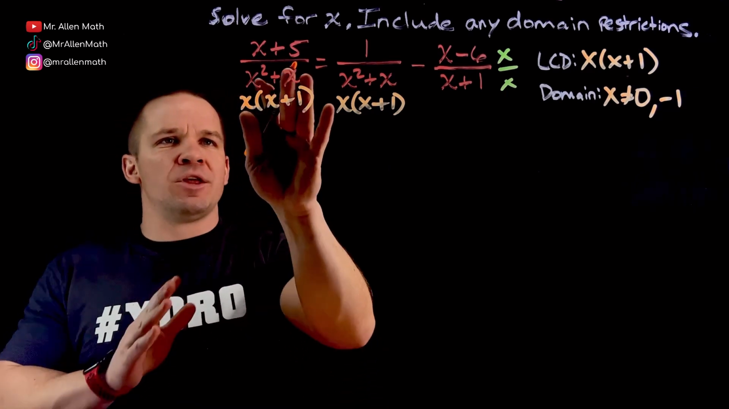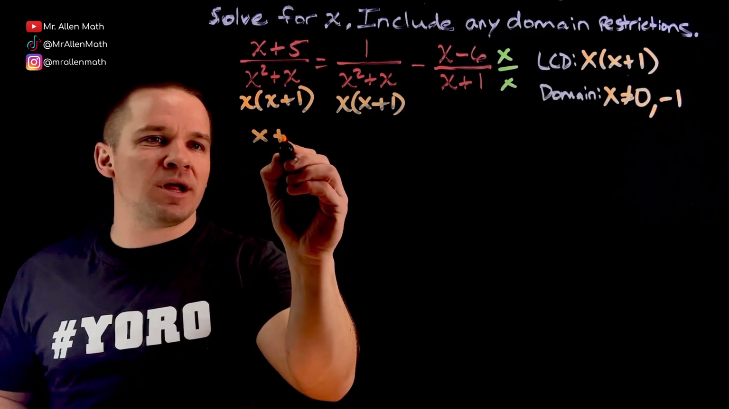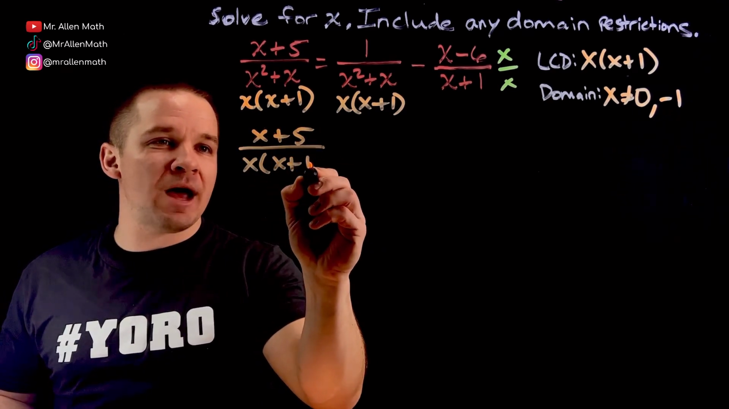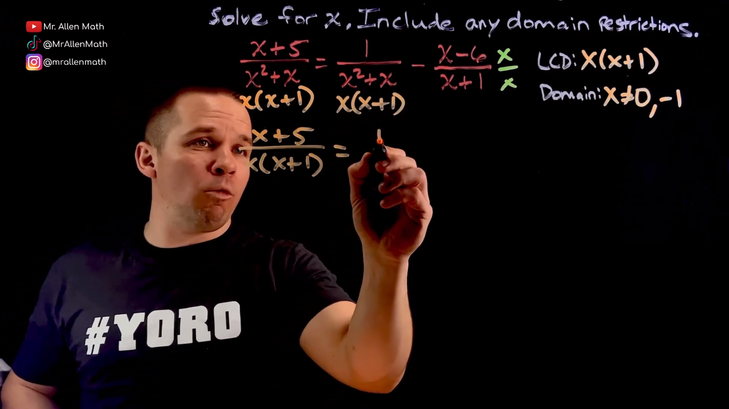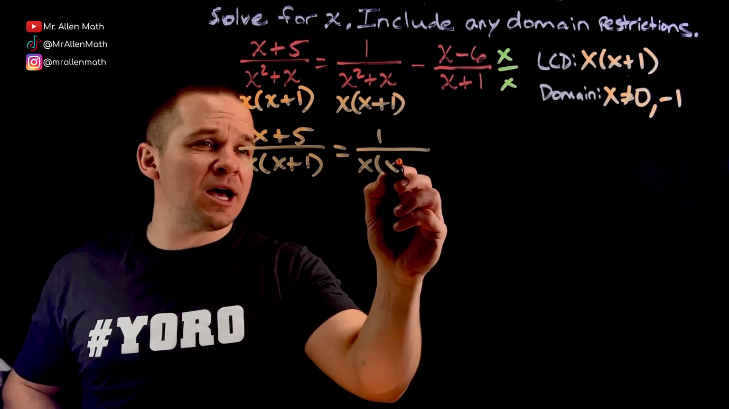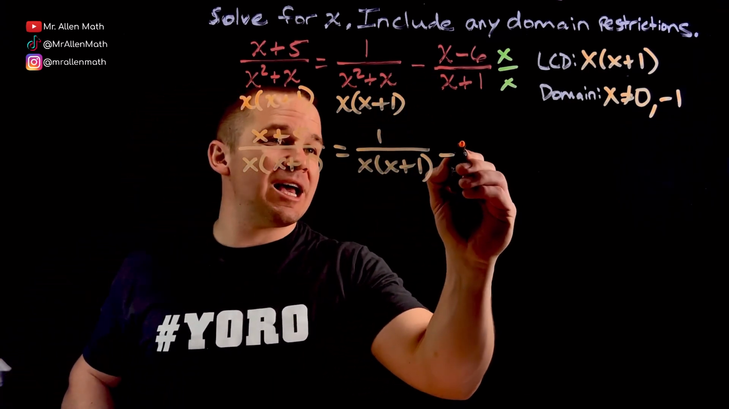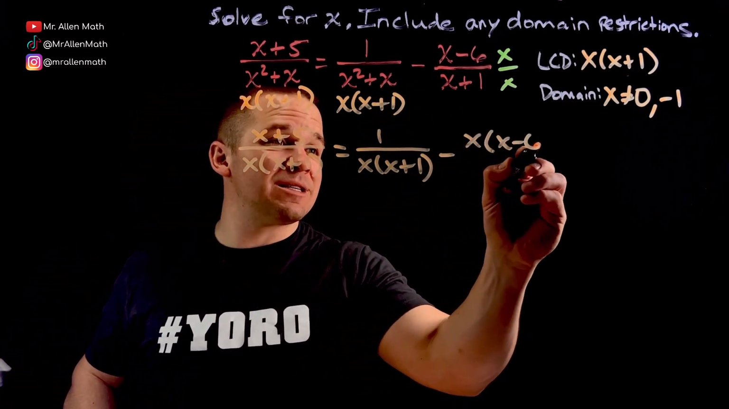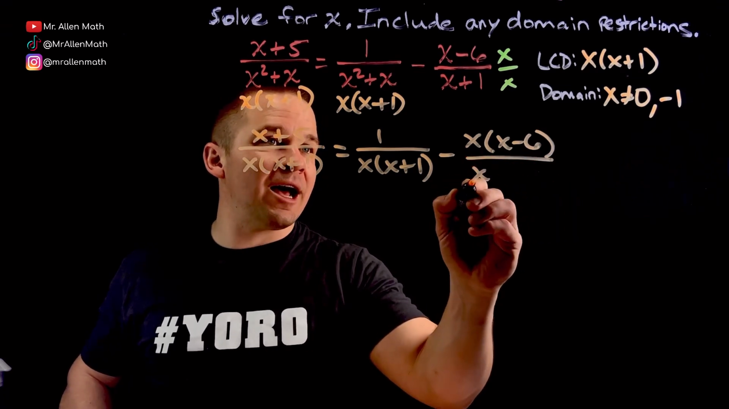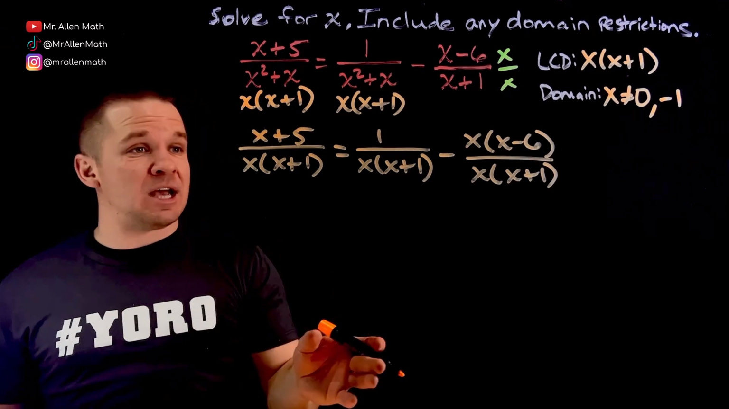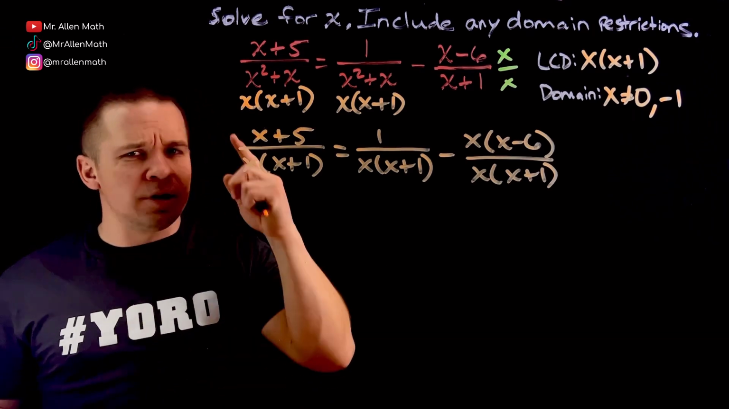So this one up here, I've got x plus 5 over still x times x plus 1. That one does not change. Here I've got 1 over x times x plus 1. That one doesn't change either. But the last one here, minus x times x minus 6 over that x times x plus 1. Do I have all three denominators the same now? Absolutely.